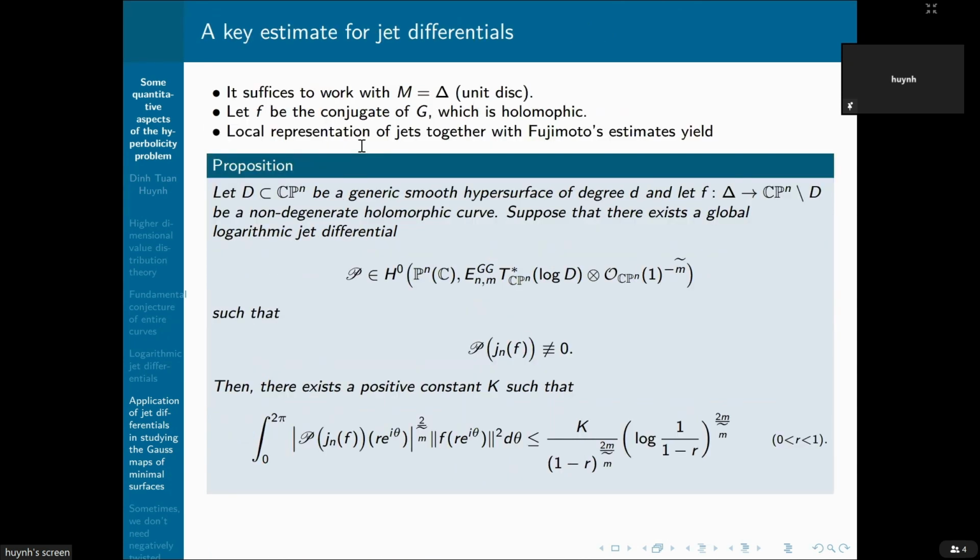So let me talk a bit about the ideas of proof and how we can improve this degree bound for the question. First of all, it's enough to work in the case where M is the unit disc. The reason is that if you look at the universal cover of M, we have only three situations: either the unit disc, C, or CP1. But we don't have compact minimal surfaces in R^m, so we are in either the unit disc or C.